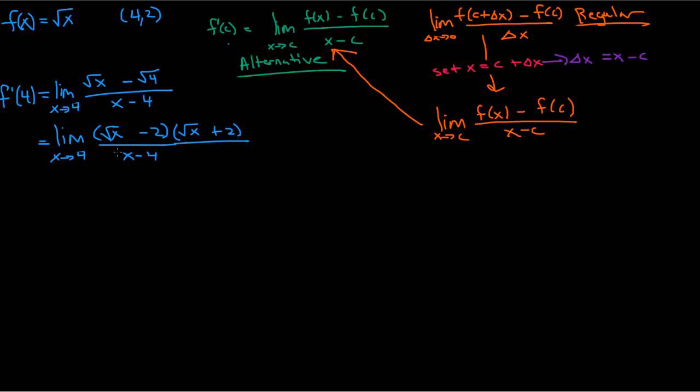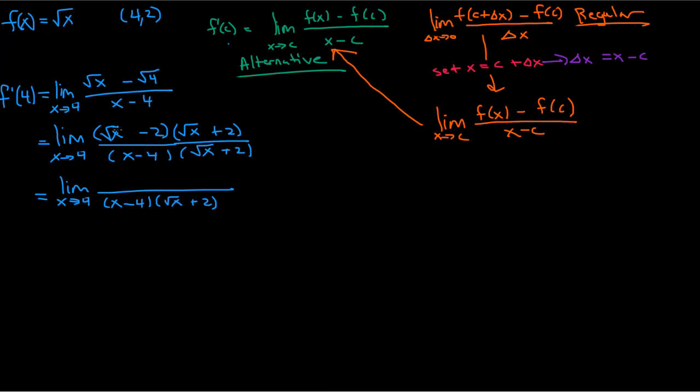X minus 4. Now we have to multiply by the same thing on the top and bottom so as not to change the values of anything, equals the limit as x approaches 4. Now let's not expand the denominator. That's kind of a little trick here, not to expand the denominator. Just leave it factored.